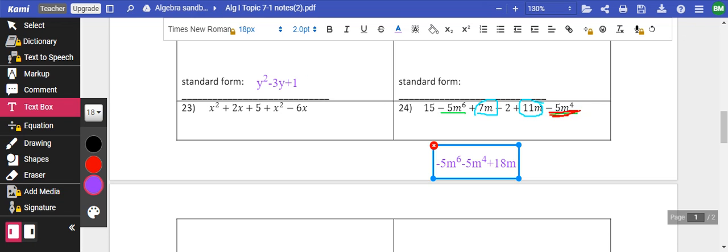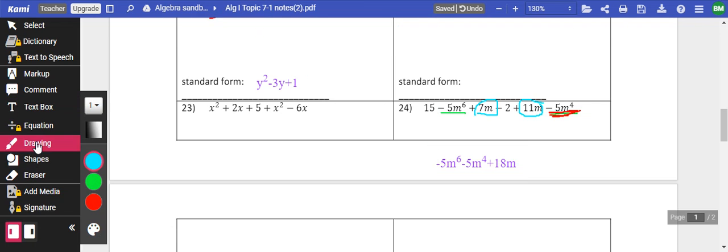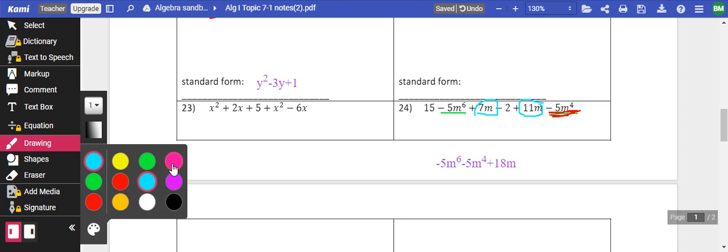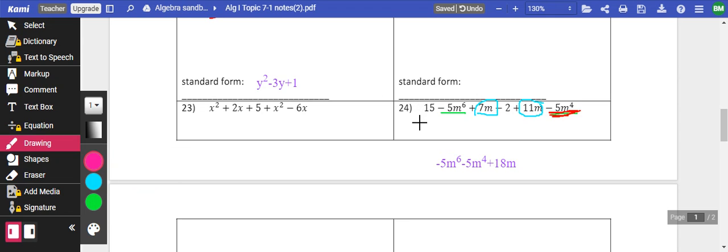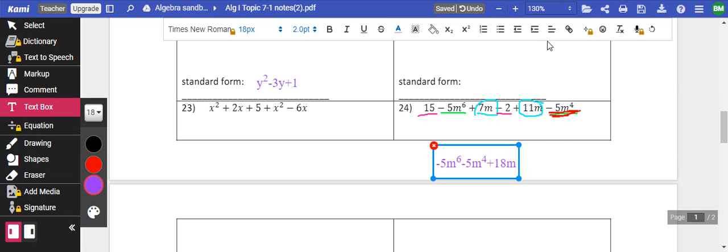Now I don't have any others, so I can go right here and do the 15 and the negative 2 and put them together. And 15 minus 2 gives me 13. So I'm going to write here at the end plus 13, and I'm all done. I combined those like terms. Some had something to combine with, some didn't.